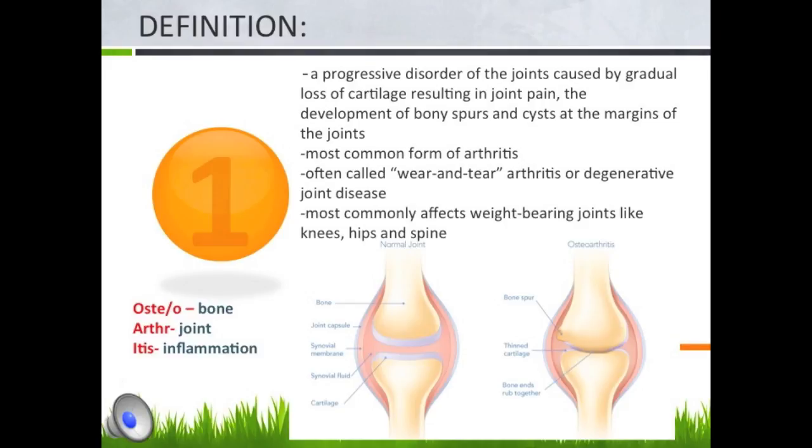Osteoarthritis is most commonly found in weight-bearing joints like knees, hips, hands, fingers, and spine. Wrists, elbows, shoulders, and ankles can also be affected by osteoarthritis, but this occurs less frequently and it may have been due to a history of injury or stress to that joint.